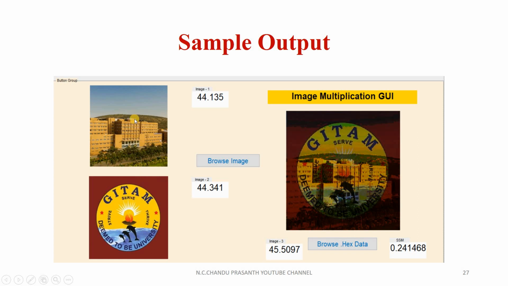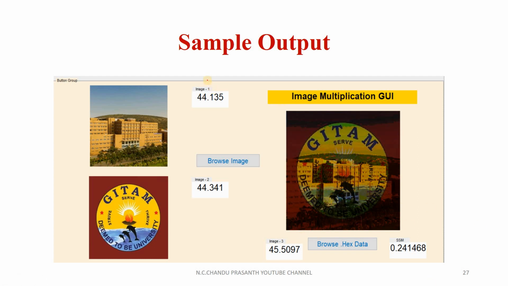After giving these two images, initially I convert these two JPEG images into .x files. After that, I apply those two .x files to the Verilog test bench. After that, I get another .x file. Again, I convert that .x file into an image like this. The blending of two images is done into a single output, so it is an image multiplication. The two images are blended into a single output image like this.